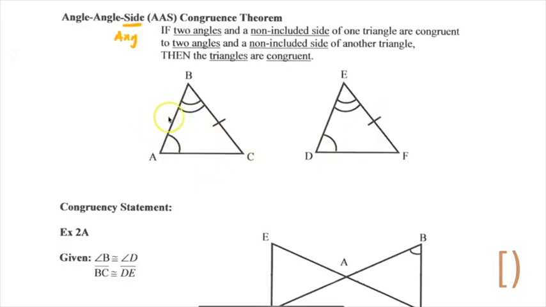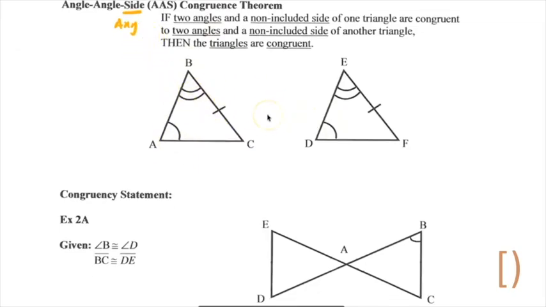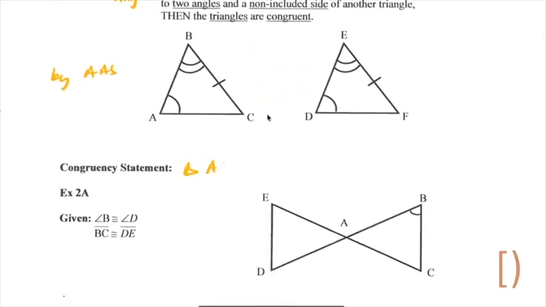If the side's right here in between, technically you should write angle, side, angle because that's what it says, but it's still congruent. It's just congruent by angle, side, angle. As long as you have 2 angles and a side, any side, the 2 triangles are congruent. So these 2 are congruent by angle, angle, side. And let's write triangle ABC is congruent to triangle DEF. That's angle, angle, side, any side.